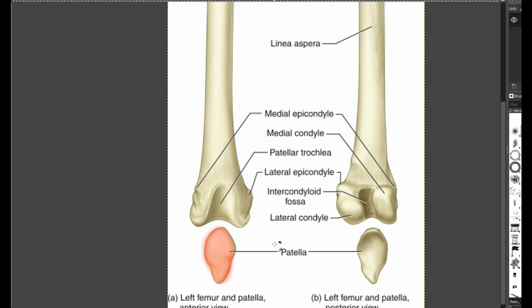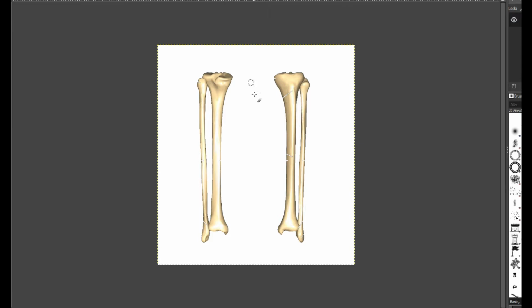We're not going to worry about any of the other landmarks that are displayed on this picture. So we're going to move on to the two bones of the leg. So we have the tibia, and then we have the fibula right here. So the two long bones of the leg, the tibia and the fibula.